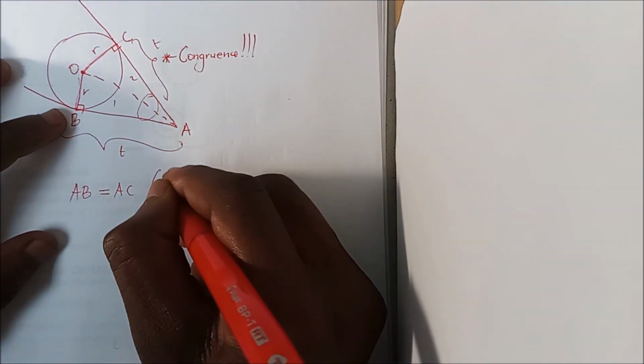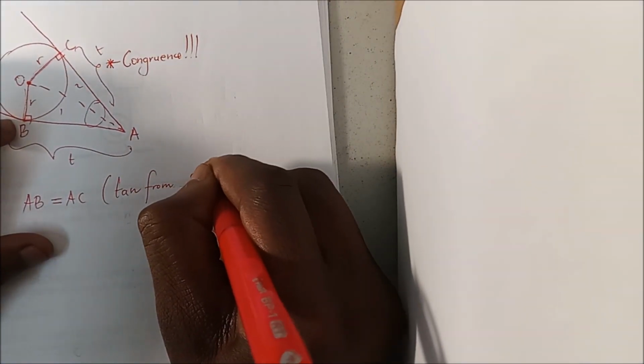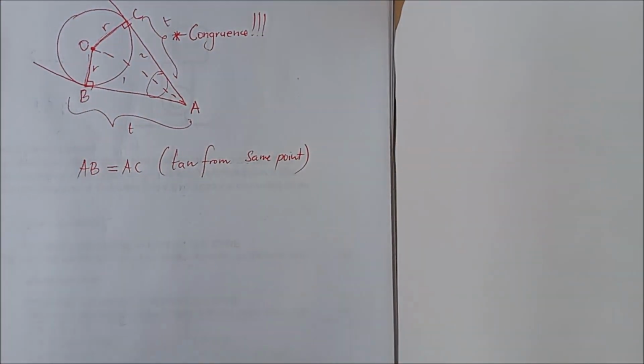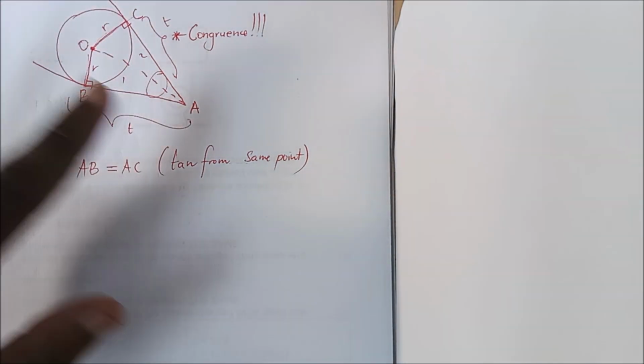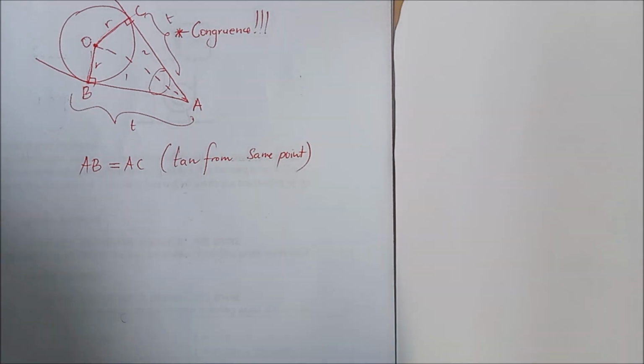And then what will be your reason? Tangent from same point. So if two tangents come from the same point, they are equal. They are said to be equal. So AC equal AB, reason will be tangents from the same point. So I'm starting to feel like this is becoming theoretical. I think maybe we can go through some activities to see how do we kill this thing.